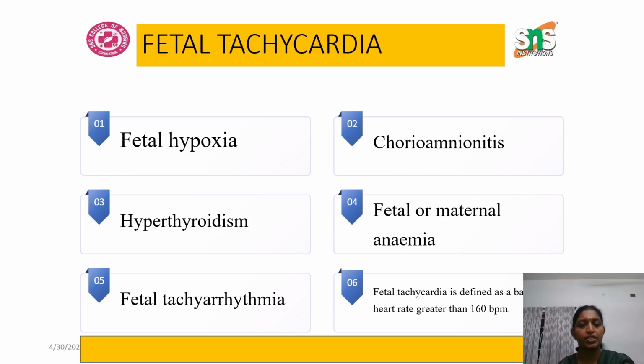Or the mother is affected by anemia, which means the blood hemoglobin concentration gets reduced. Hemoglobin is very essential to carry oxygen, so the oxygen supply automatically gets reduced to the fetus. So the fetus ends up with a variation in the fetal heart rate. It may be a fetal tachycardia. Next, in case of fetal tachyarrhythmia, the fetus may experience tachycardic symptoms.